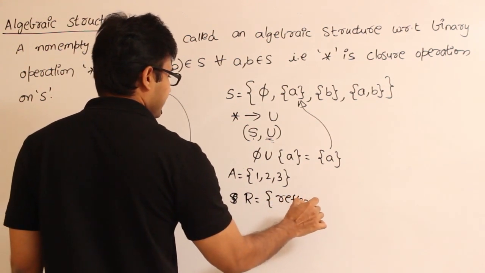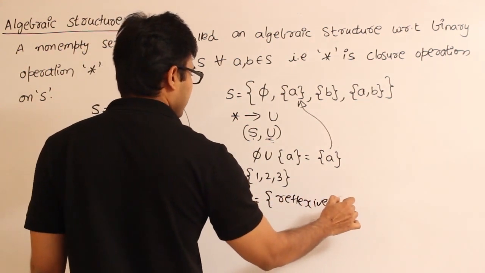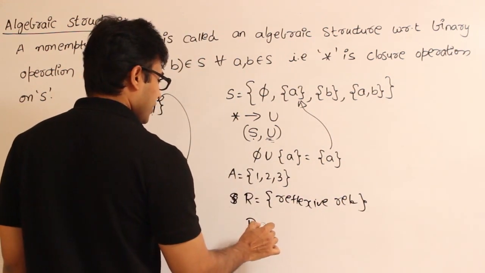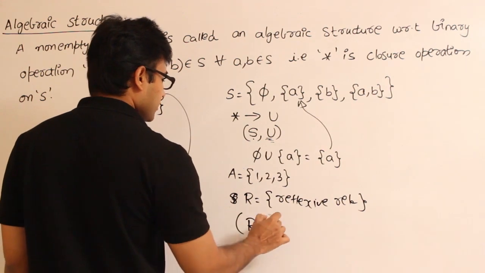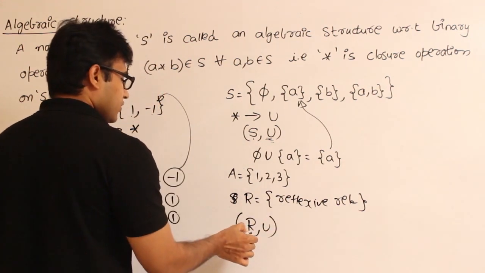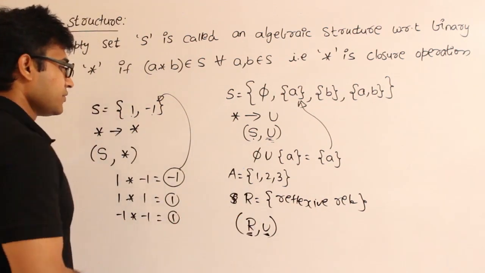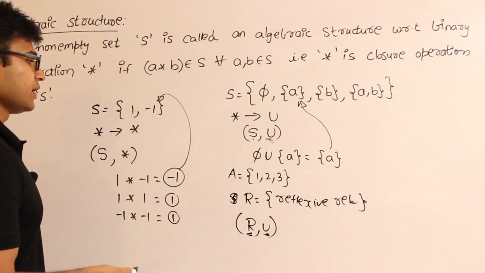Okay, reflexive relations. Now what can you say about R comma union? It means that if you take two reflexive relations and apply union, will the result also be a reflexive relation? Yes, it will be a reflexive relation.